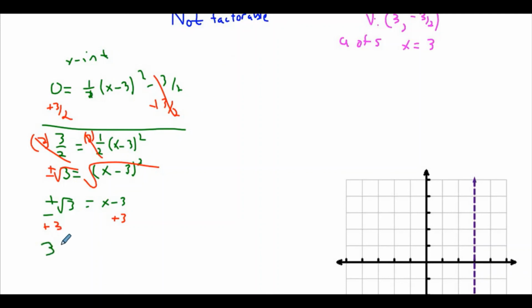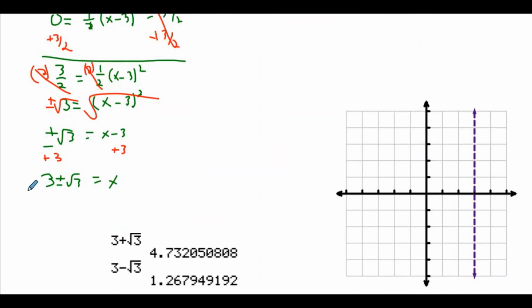So your x-intercepts are 3 plus or minus the square root of 3 is equal to x, which written as x-intercepts. You can see I already typed them in here, but we'll write them out. The first one is 3 plus the square root of 3, 0, and then 3 minus the square root of 3, 0. And I typed them in so we could graph them in just a moment.